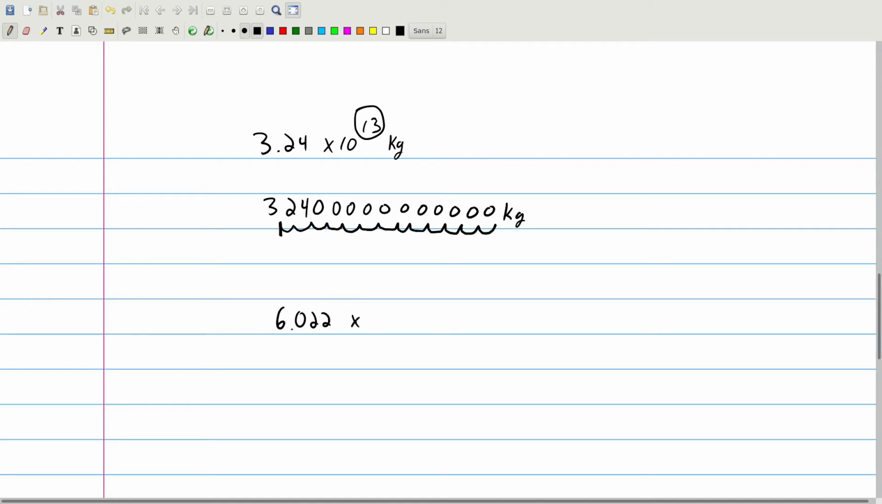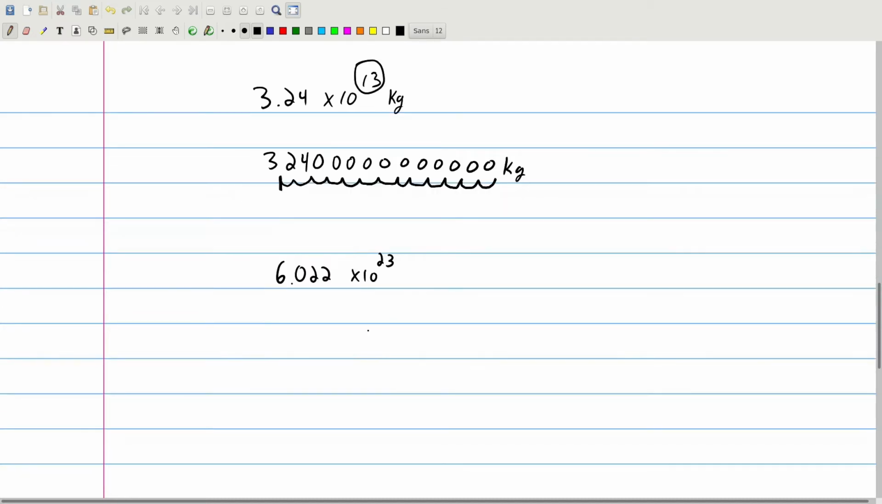6.022 times 10 to the 23rd. Anybody remember that number? That was called Avogadro's number, the number of atoms in a mole, right? Atoms or molecules. So, what does this mean? Well, if I was to write this in standard notation, what would it look like?